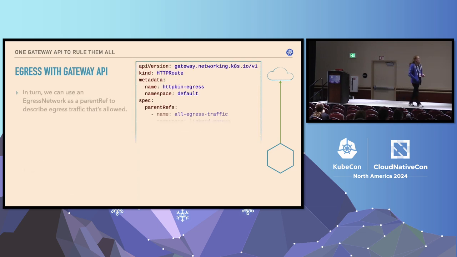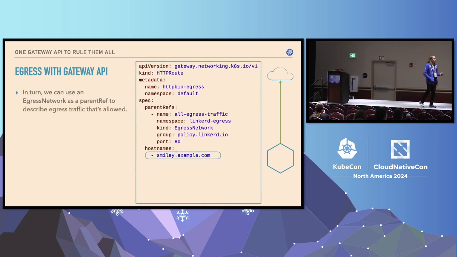Now, we get to use egress network as a parent ref so that we can talk about egress traffic. And in this case, why in the world did I circle the host name first? This is an HTTP route basically saying anything going to smiley.example.com that is also egress traffic is going to be allowed by this route.